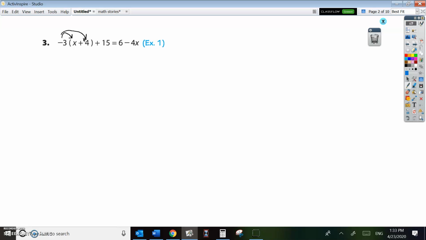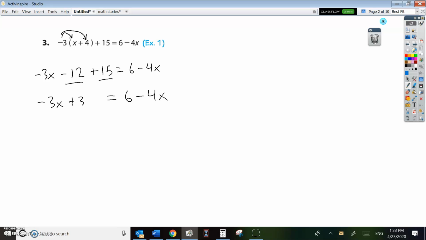So negative 3 times x is negative 3x. Negative 3 times 4 is negative 12. Bring your plus 15 straight down. Bring your equal sign straight down. 6 minus 4x. Whenever you can, make the problem simple by doing one thing at a time. The good next step here is to combine negative 12 and plus 15, which is going to be plus 3. So negative 3x plus 3 equals 6 minus 4x.